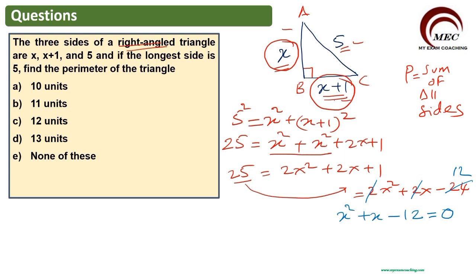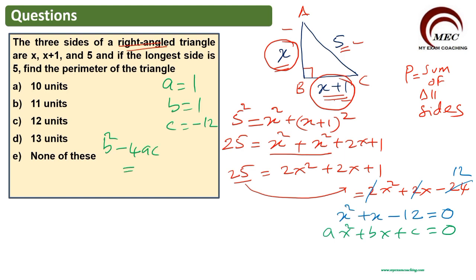Now we got the quadratic equation. You can put it using the ax square plus bx plus c form: ax square plus bx plus c equal to 0. We got a is equal to 1, b is equal to 1 and c is equal to minus 12. So when you use the formula to find out b square minus 4ac, when you solve it, you will get b square minus 4ac is equal to 49. I am not solving it, you can solve it.